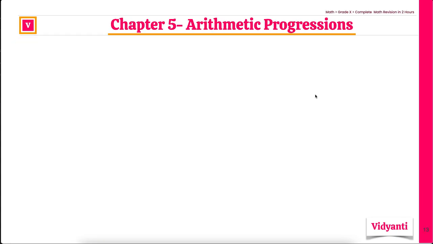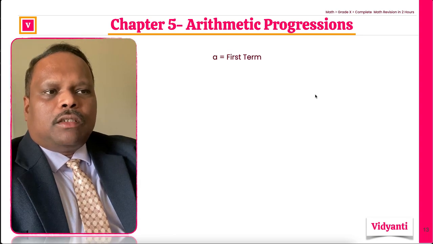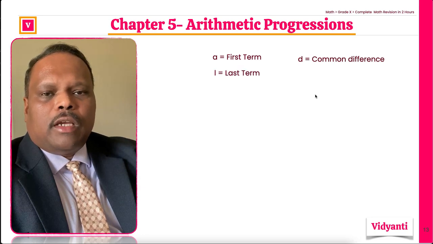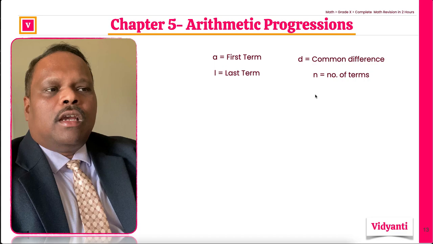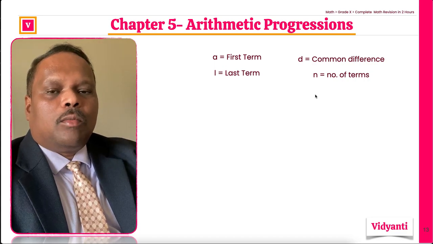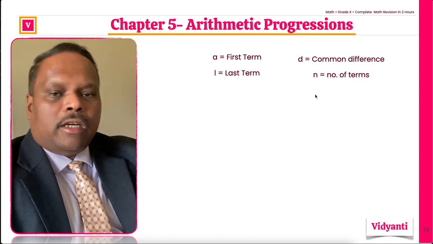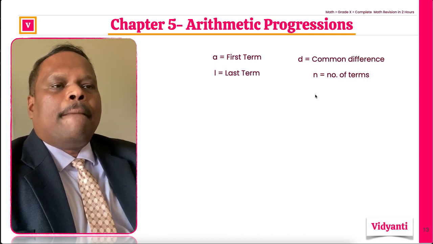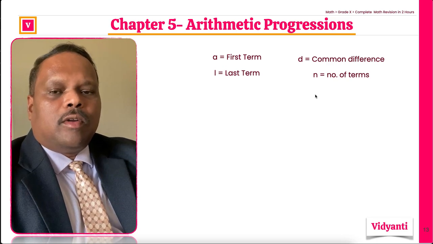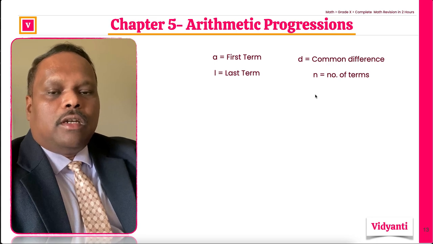Let's go to the next chapter, chapter 5, arithmetic progression. Let's quickly see the terminology. A is the first term, L is the last term, D is the common difference, and N is the number of terms, or the location or position of that particular term in that entire series or sequence. First of all, what is the meaning of arithmetic progression? Arithmetic progression is a sequence of numbers where the difference between successive terms is constant.